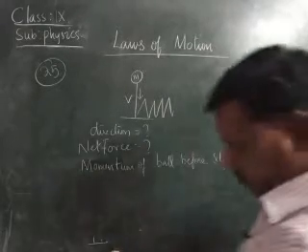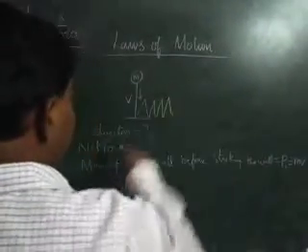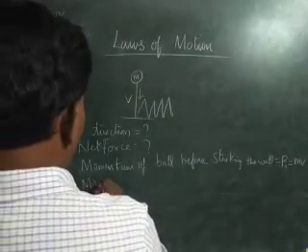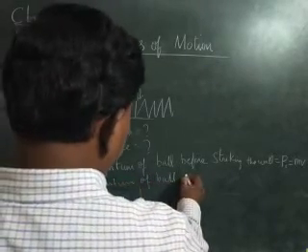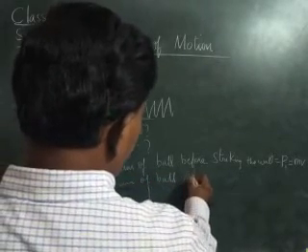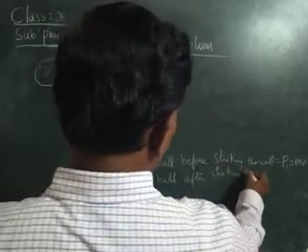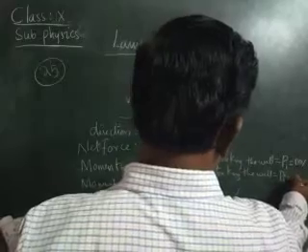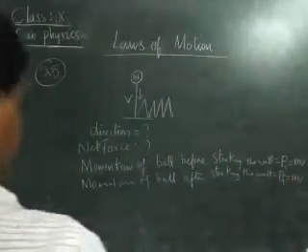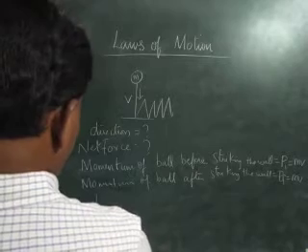And next, after hitting, it rebounds back. Therefore, the momentum after striking the wall, that is the final momentum, is also mv. Okay children, now he is asking to find out the net force.